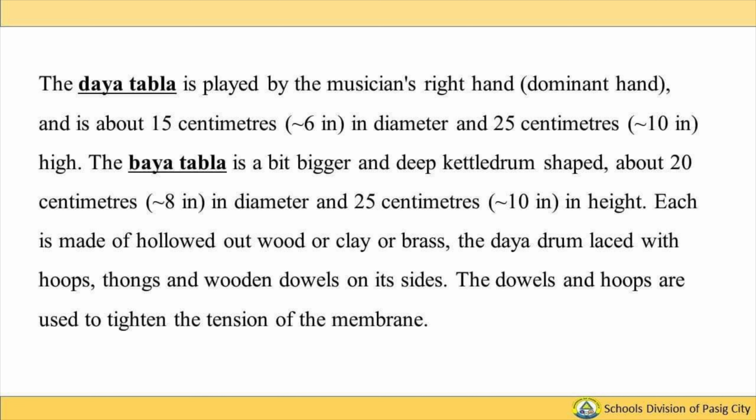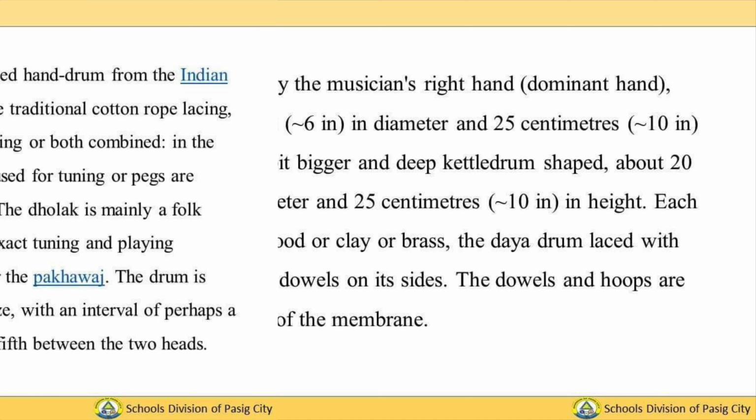Each is made of hollowed out wood or clay or brass. The daya drum is laced with hoops, thongs, and wooden dowels on its sides. The dowels and hoops are used to tighten the tension of the membrane.